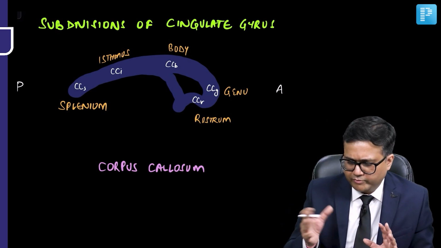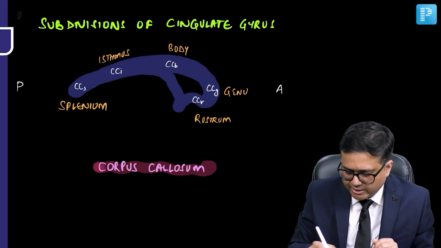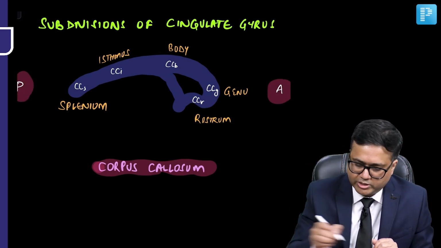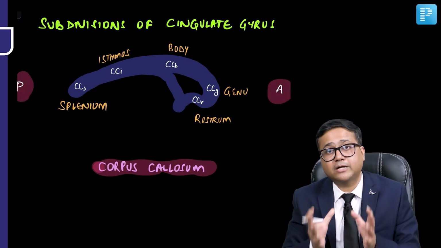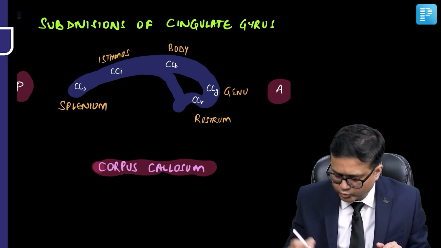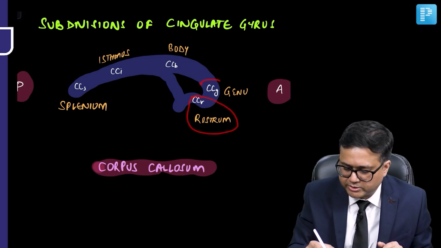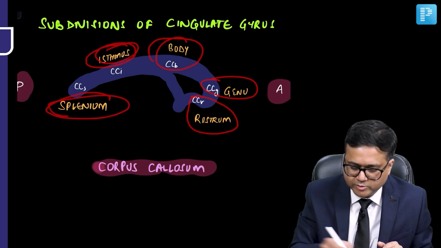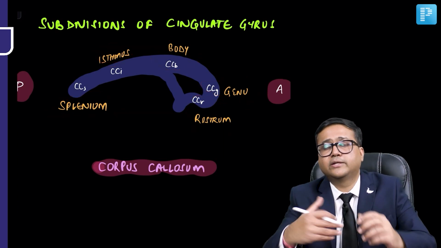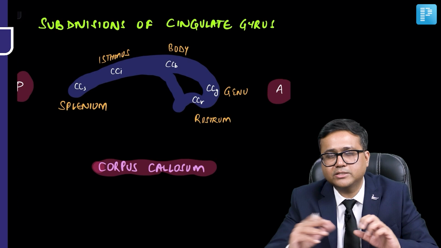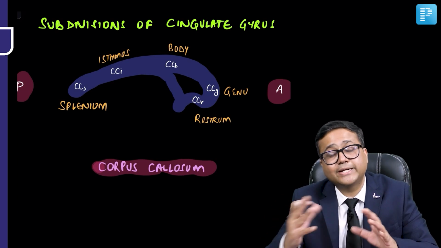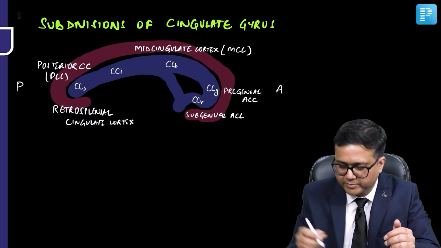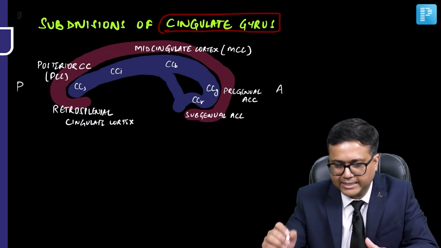So when we talk about the corpus callosum, let us say this is the anterior part and this is the posterior. So these are the important parts of corpus callosum. This is the rostrum, this is the genu, this is the body, this is the isthmus, and this is the splenium. Now, based on the relationship of these areas, the various cingulate gyrus areas have been named. So let us now discuss the subdivisions of the cingulate gyrus.